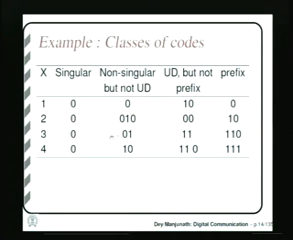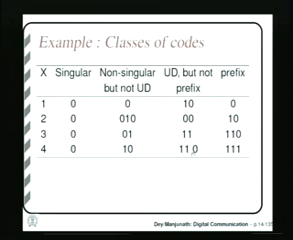So, here is a summary of all the classes of codes we have considered. Singular, obviously this is the most trivial example of a singular code, all the code words are same. Non-singular but not uniquely decodable. We have seen this particular example before. This is non-singular, but this is not uniquely decodable because we can combine a few code words and then we will get a string which can be decoded as string of two different strings of symbols.